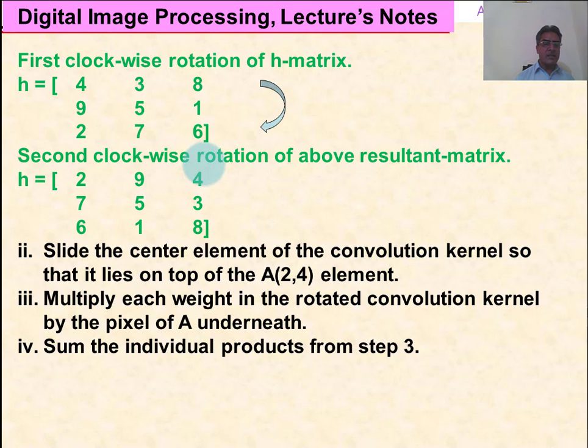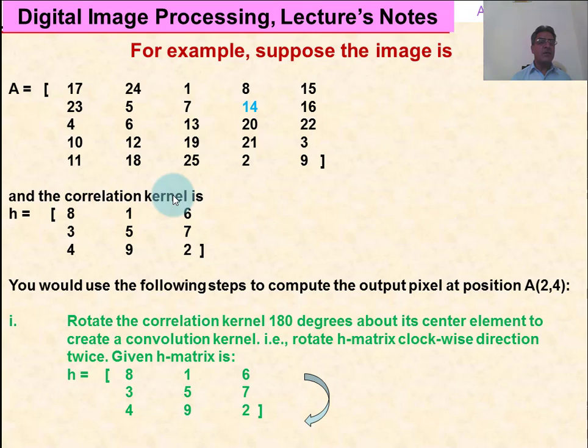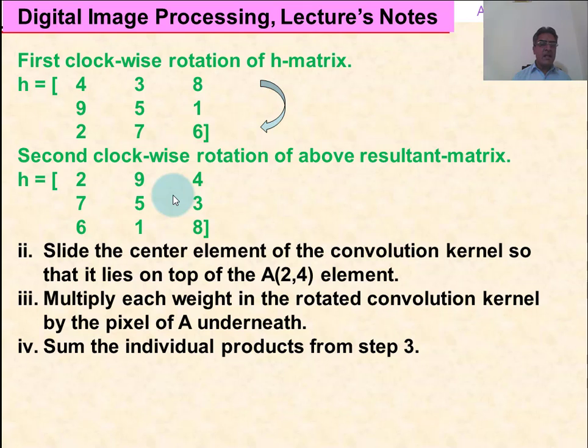And now this rotated kernel is called the convolution kernel, and this kernel will work straightforward on the input image A one by one. Firstly it will convolve the value 17, then 24, then 1, then 8, but randomly we perform the operation at the A of 2, 4 location. Slide the center element of the convolution kernel so that it lies on top of the A of 2, 4 element.